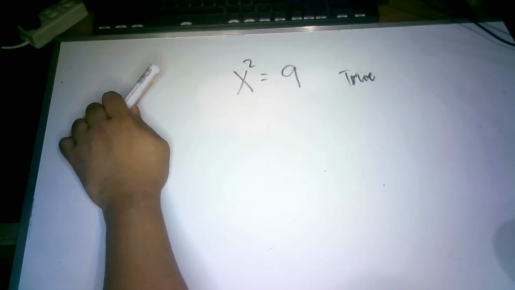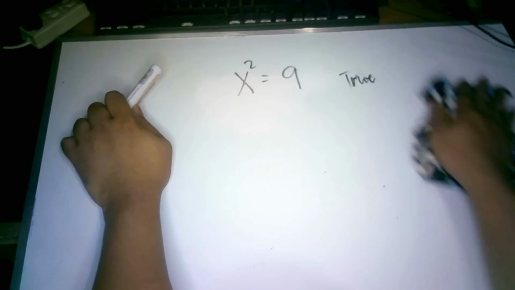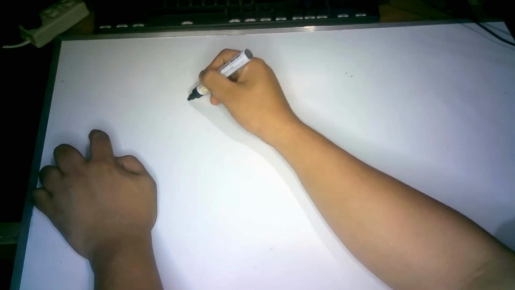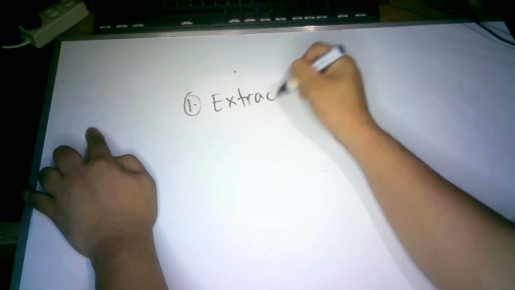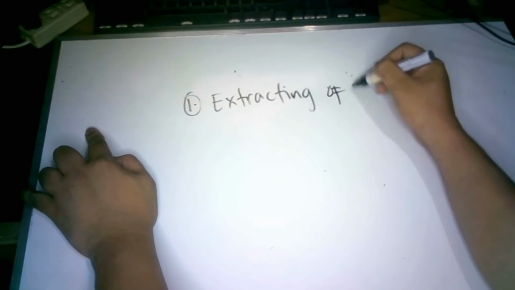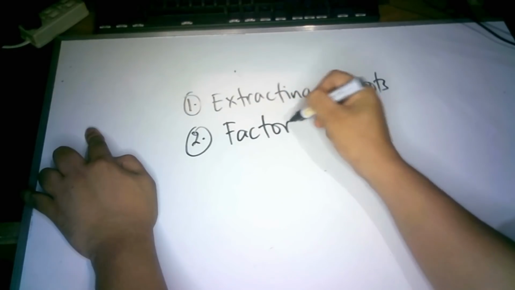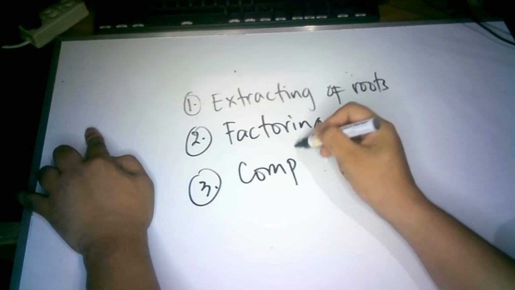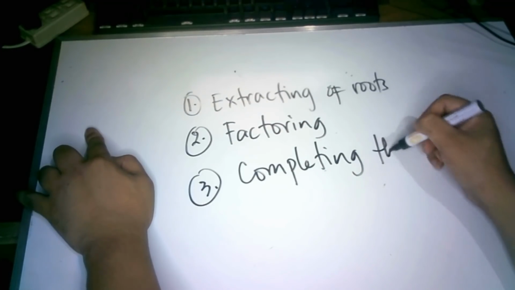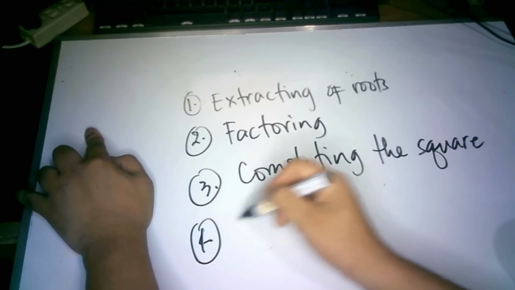So unsa man ni siya? So there are 4 techniques. So mao na atong objective karong adlaw, no? So unsa man ang upat ka technique? There are 4. One is gitawag niya extracting of roots. Number 2, factoring method. Number 3, completing the square. And ikaupat, ang gitawag nila quadratic formula.